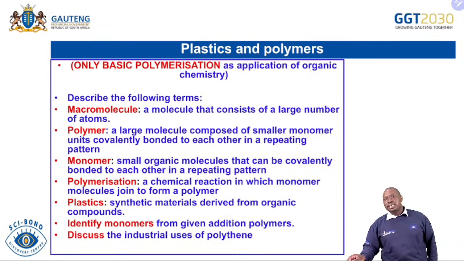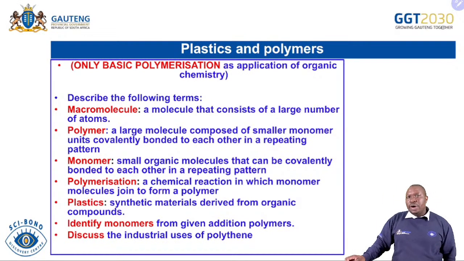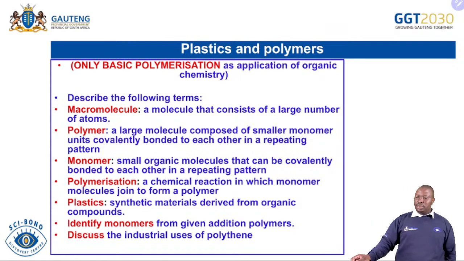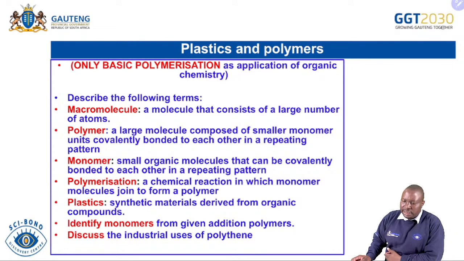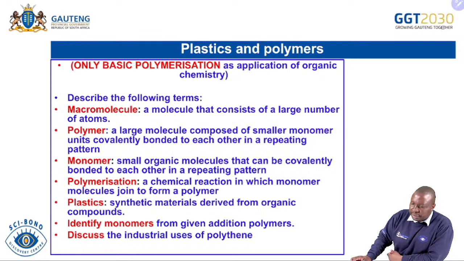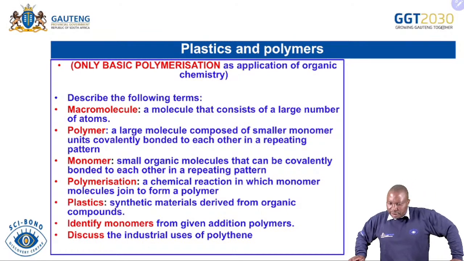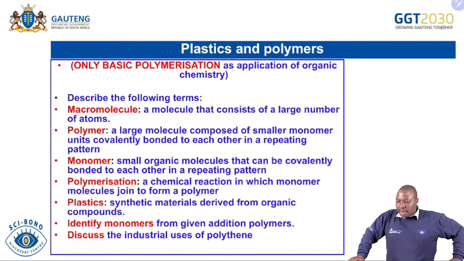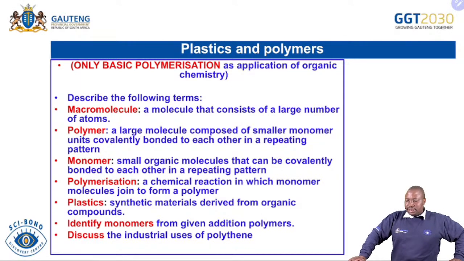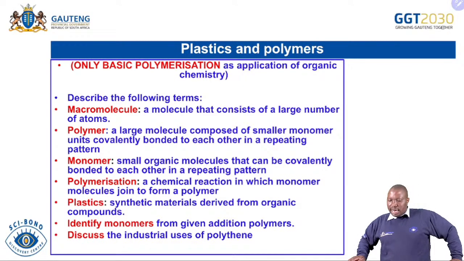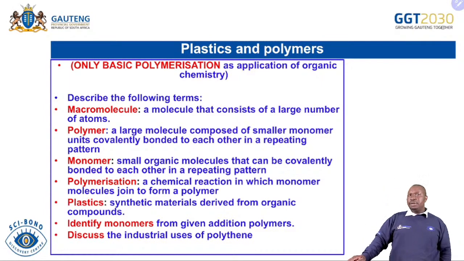So now let's look at plastics and polymers. Here we are dealing with only basic polymerization as an application of organic chemistry. So this is what you have to know. According to the exam guideline, describe the following terms: macromolecule, polymer, monomer, polymerization, plastics. Then you have to identify monomers from given addition polymers, and you have to discuss the industrial uses of polyethylene. So this is your scope as far as plastics and polymers are concerned.